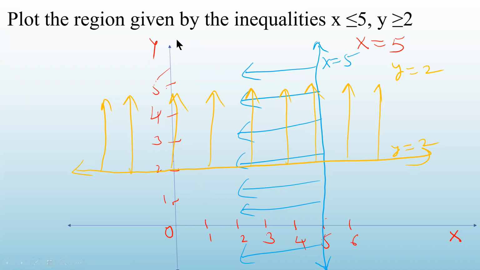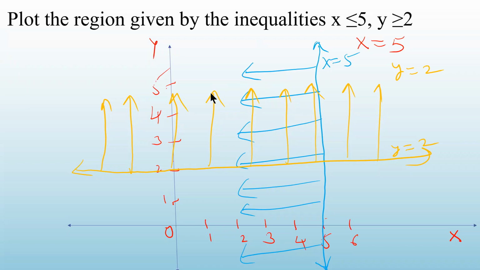Now what do I want? I want the region which is given by these two inequalities together. I have to see them now in the same plane. So which portion satisfies this one and also this one? X is less than or equal to 5, it is this portion. And y greater than or equal to 2, it is this portion. So can you tell me which portion it will be? Where blue is also there and yellow is also there.